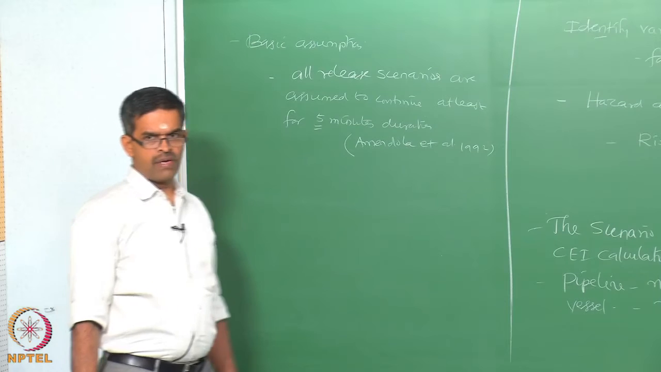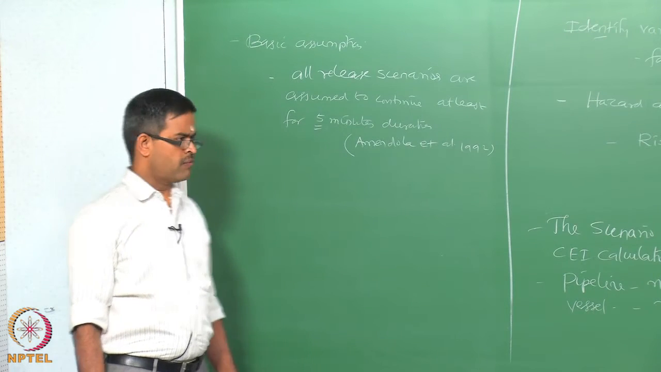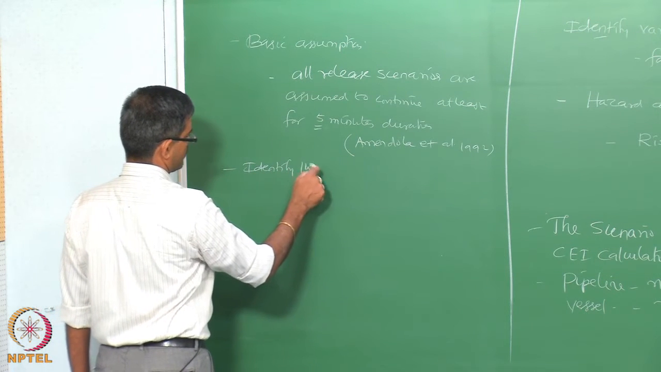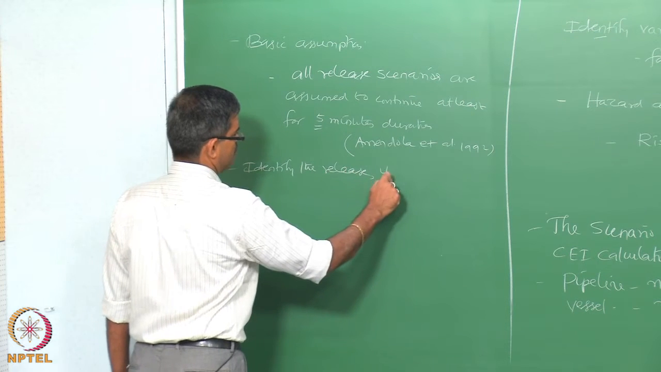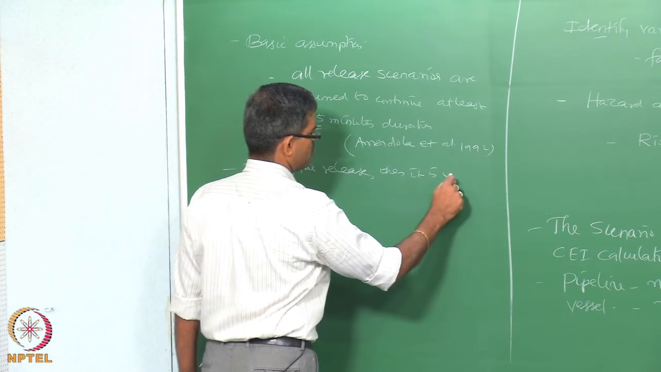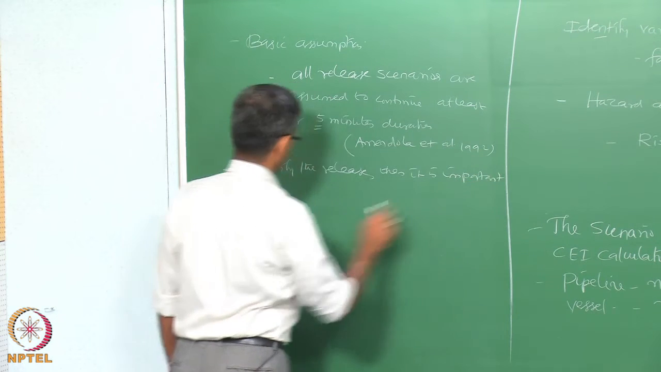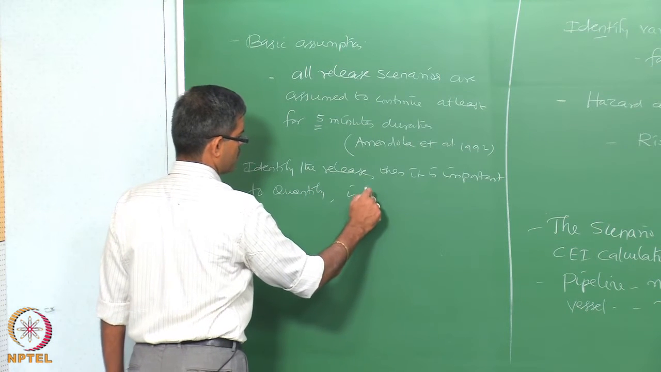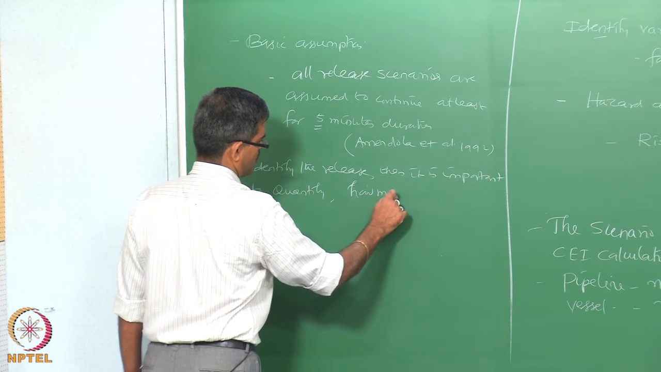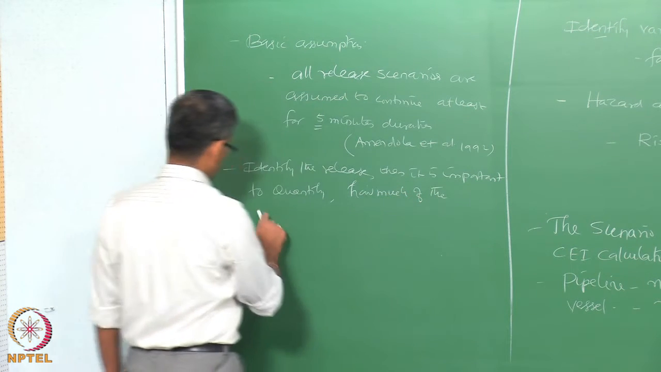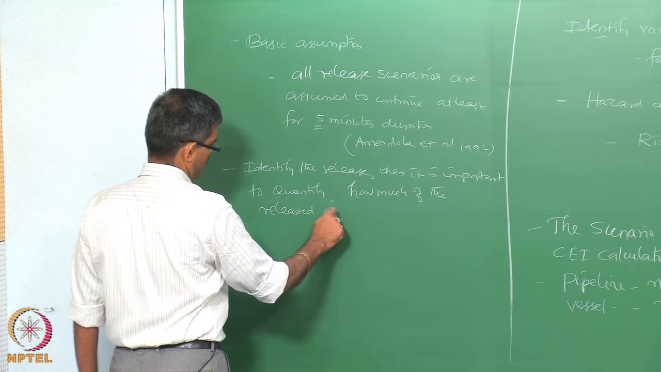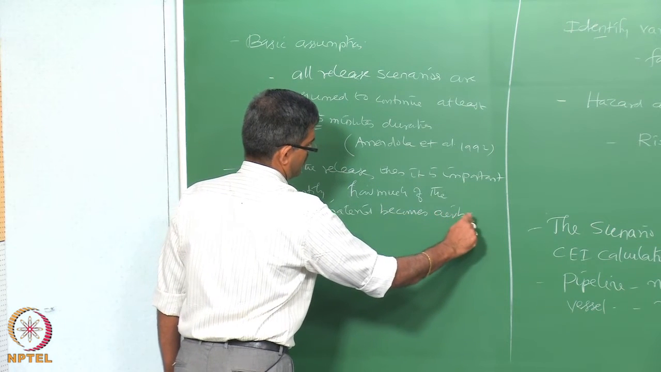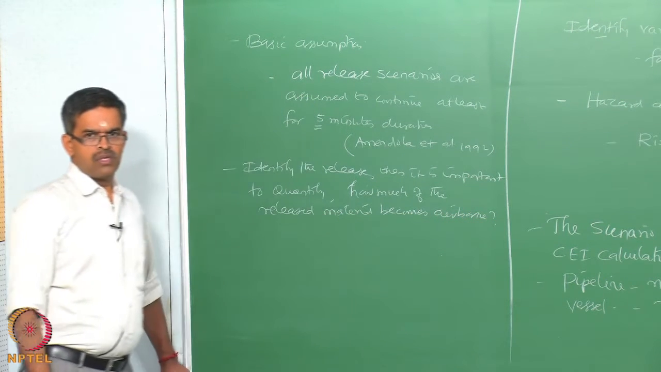There are some guidelines for estimating the amount of material becoming airborne following a release. Once you identify the release, then it is important to quantify how much of the released material becomes airborne. That is important. So, there are some guidelines.